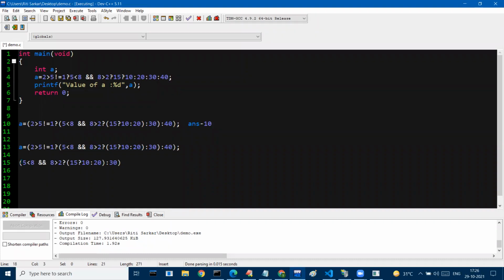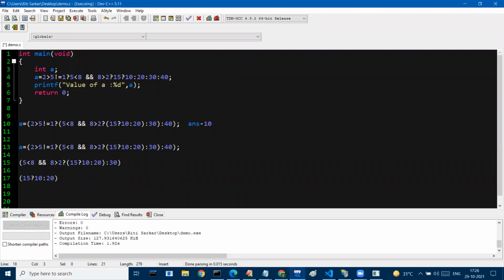Next, this is expression 1. We will evaluate it first. In expression 1, 5 less than 8, what is the value? 1. Will you go to the other half? Yes, I will go. 8 greater than 2, what is that value? True. The result is 1 and 1, so the result is 1. Once it is 1, which part will be taken? Expression 2. What is expression 2? Up to this is expression 2.